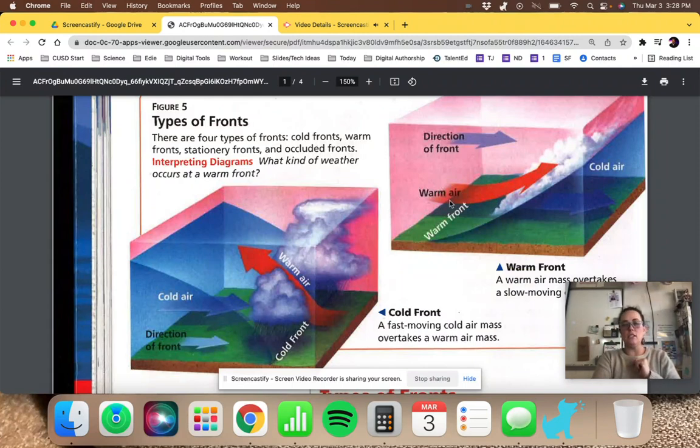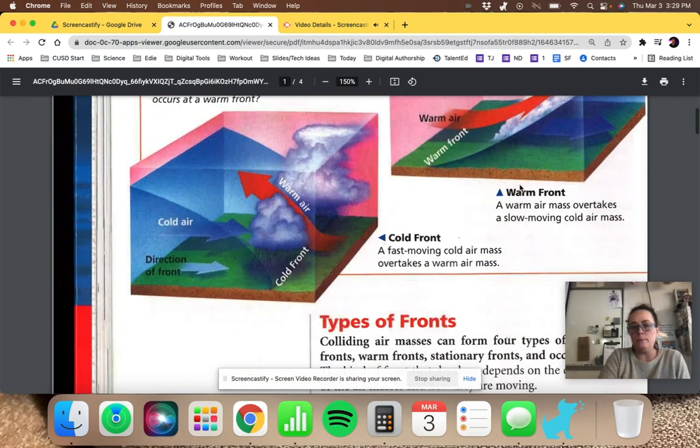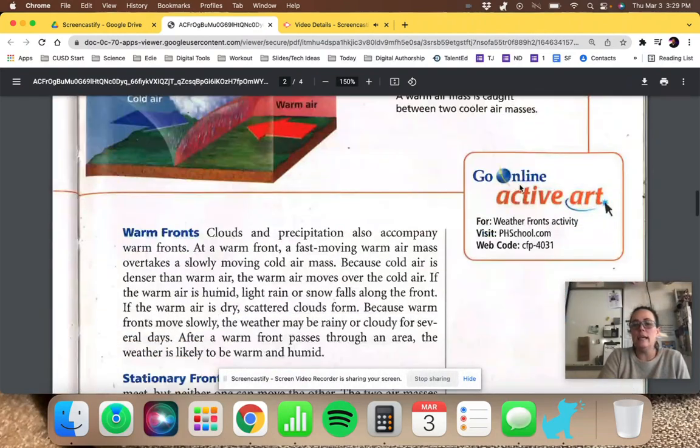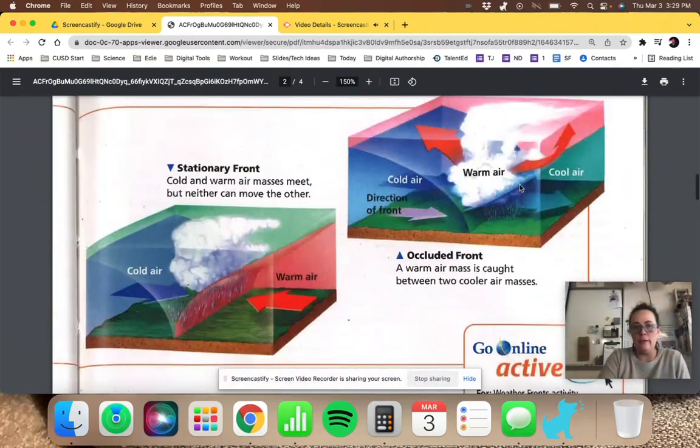A warm front tends to move slower. The same thing will happen when a warm front heads to a cold front. The warm front will still be pushed up and the cold front will go down below, but it's slower because the warm front moves slower. So you'll get more stratus or nimbostratus type clouds, where you'll get gray for a while and drizzle and lighter rain than a storm.